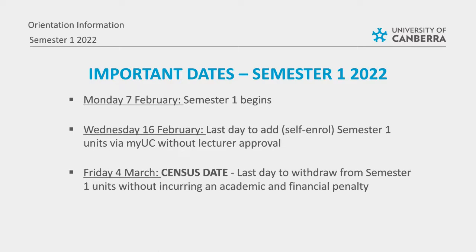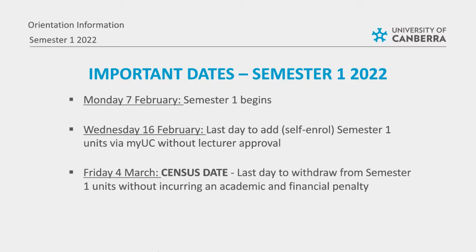Wednesday, 16th of February will be the last day to add self-enrolled units. So will be the last day that you yourself can enroll into other units. After that, you need the permission of the unit convener. So make sure if you want to do any changes to your units, if you want to add, if you want to just move your tutorial time, make sure that you do it before 16th of February because you can do it yourself. But after that, till 4th of March, you need the permission of the unit convener.